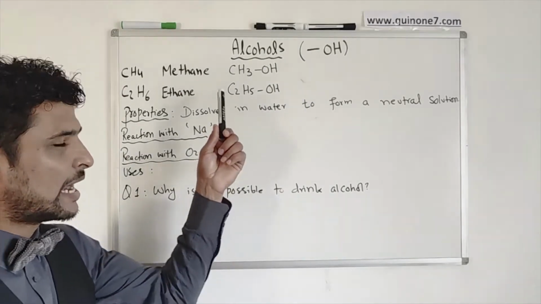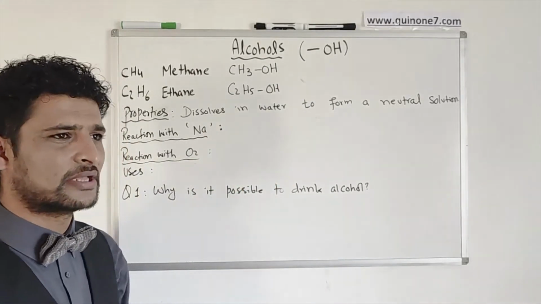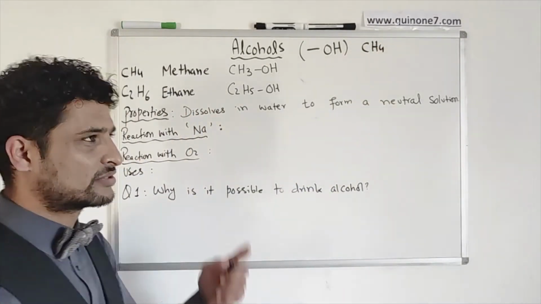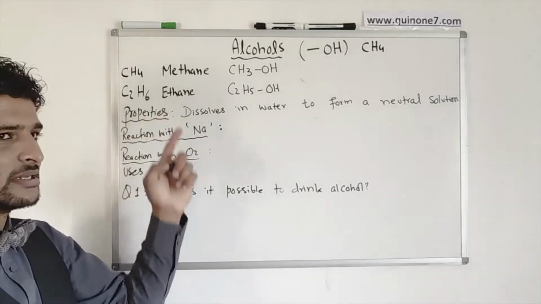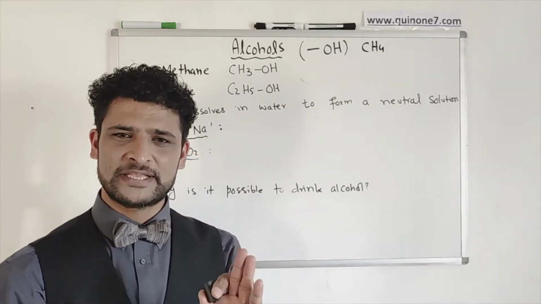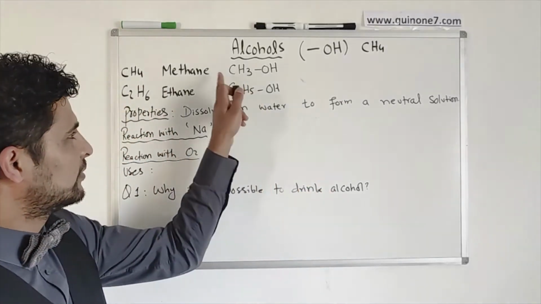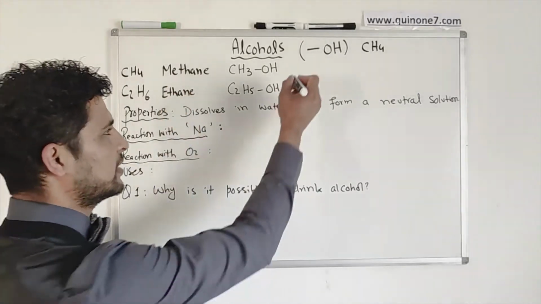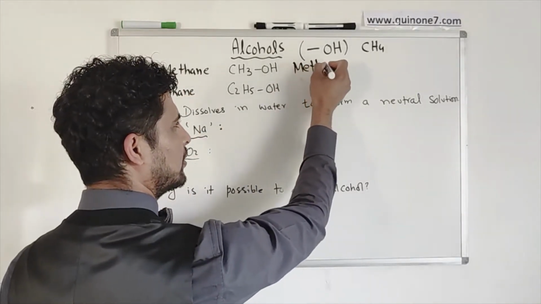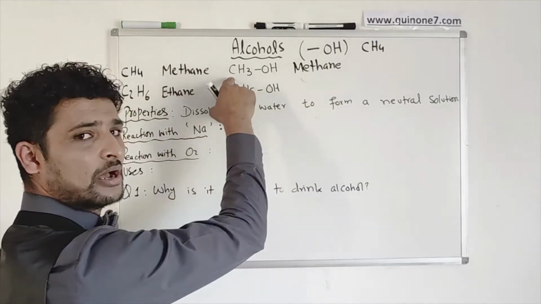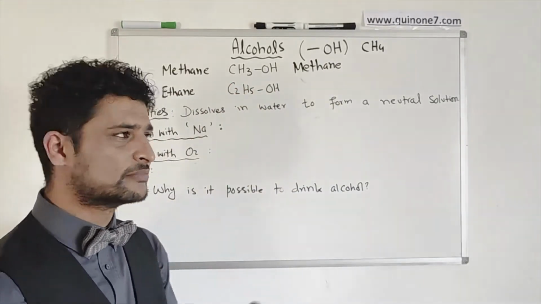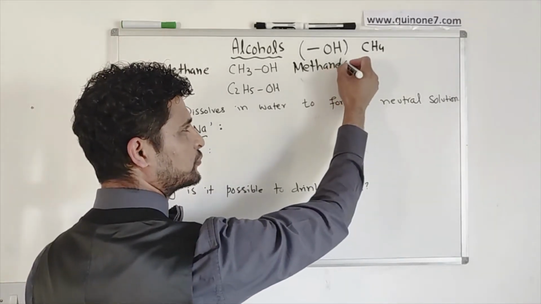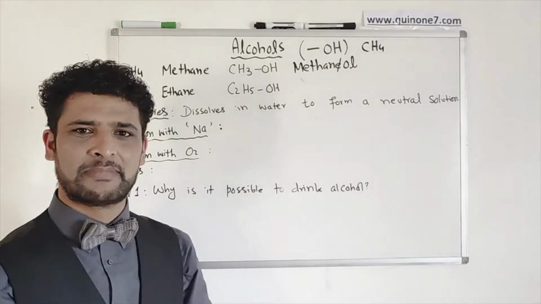Now based on the parent hydrocarbon, you remember that in the previous chapter you have done CH4, which starts with methane, and then C2H6, which starts with ethane. Now if you replace one hydrogen from this molecule and put OH there, it will become methane, because it still has one carbon atom. So as long as it has one carbon atom, the parent name remains the same. You have to remove E and you put OL, which makes it methanol.